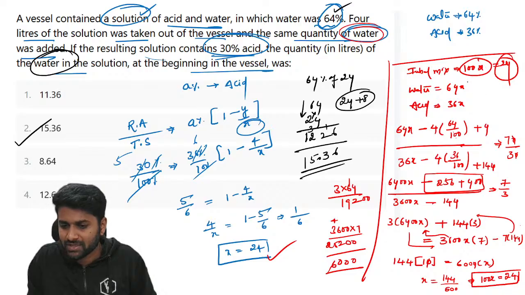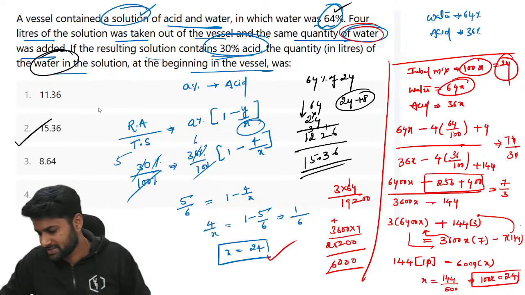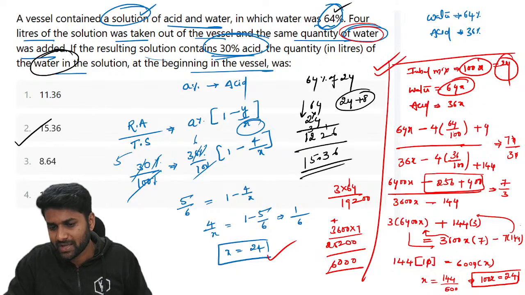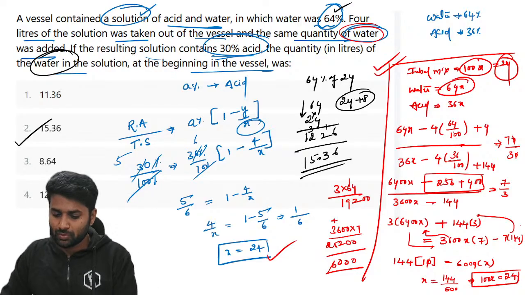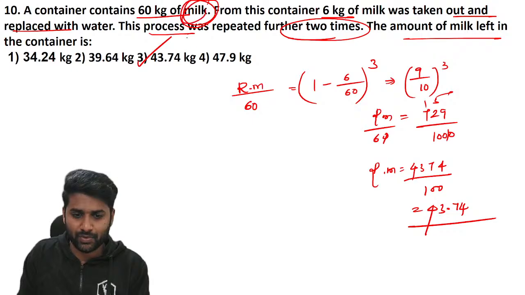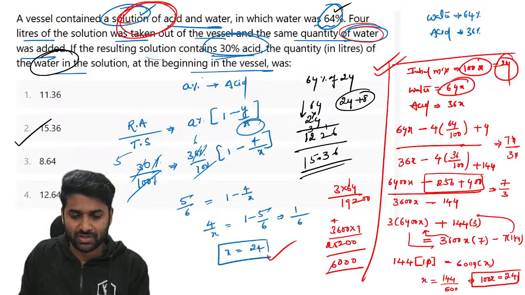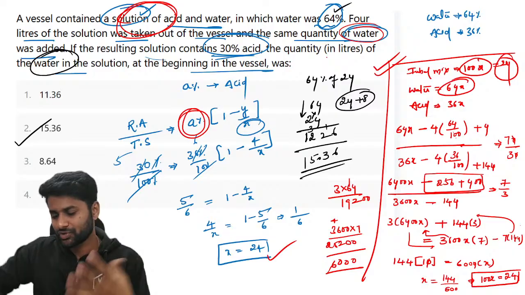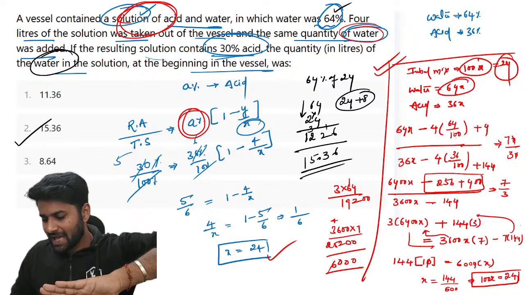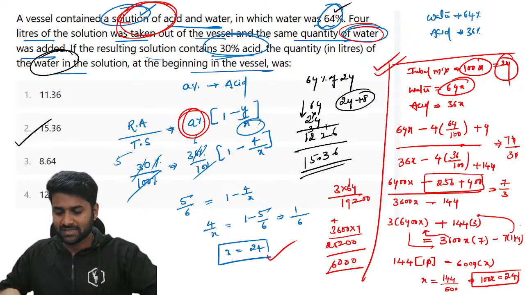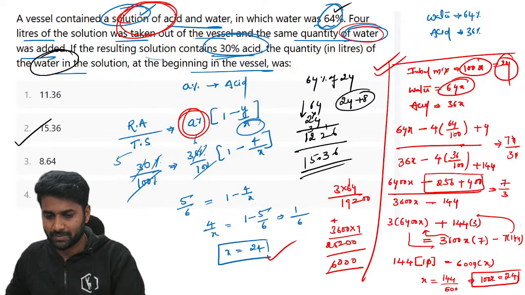Out of 24 liters, water is 64x. So 64 into 64 divided by 100 into 24. Then the value becomes 15.36. But it depends on pure calculation. Once you understand my previous concept, you can solve the answer. Two models, guys: if the initial one is pure, otherwise the initial one is a solution. Here the A percentage depends on the opposite term of what we are replacing. If you are replacing with acid, then the A percentage is water. If you are replacing with water, the A percentage is acid. Remember that point only.